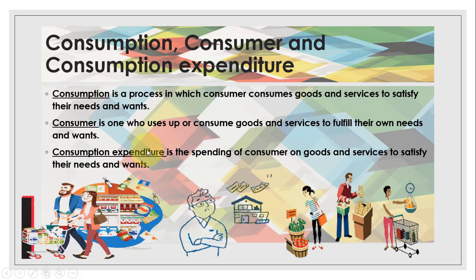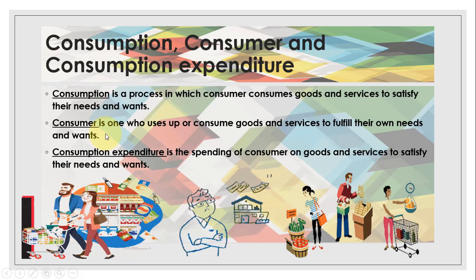So just suppose if you have bought a mobile phone for 30,000 recently, and now you are using that mobile phone, so that process of using up that mobile phone is basically the consumption. And who is using that mobile phone? You are using that mobile phone, you have bought it for your own use, so you would be called consumer. And the 30,000 that you spend to buy that mobile phone is basically your consumption expenditure.